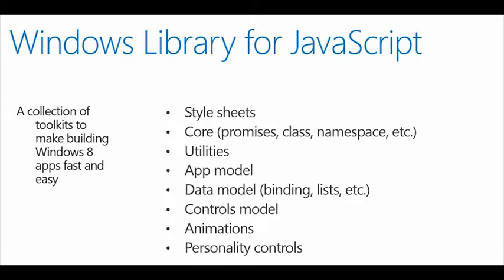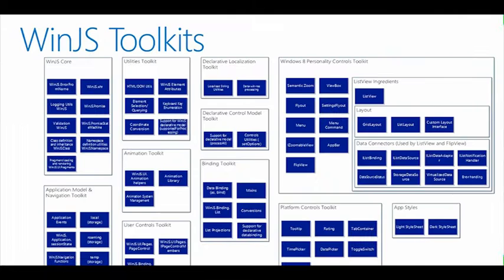But then we said, well, we have to do styling, and we have to do animations. And then people started saying, we've got to give them data binding. So we started adding up, and we ended up with this WinJS thing that is now kind of a collection of toolkits. It's more than one thing. This is what WinJS is to you.